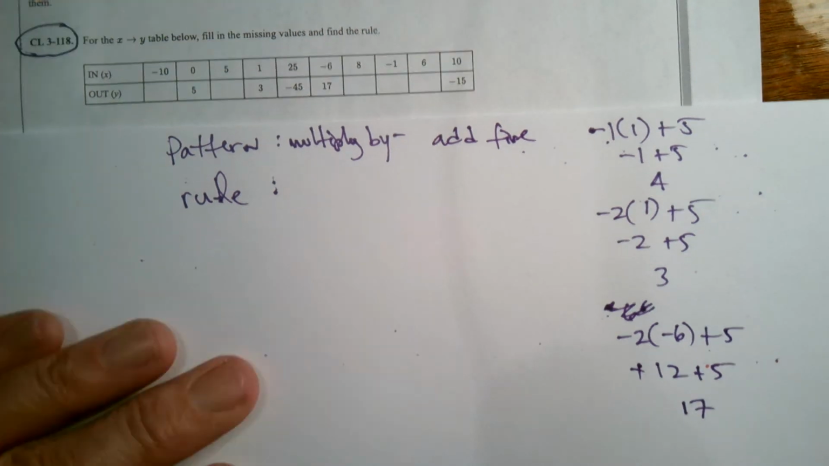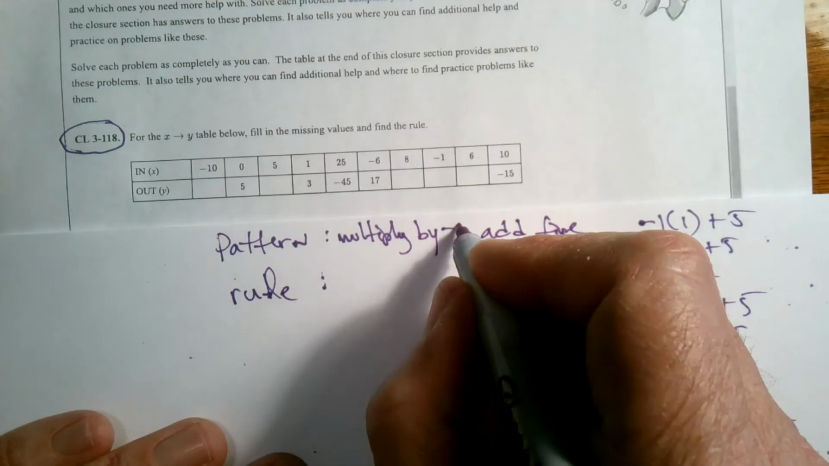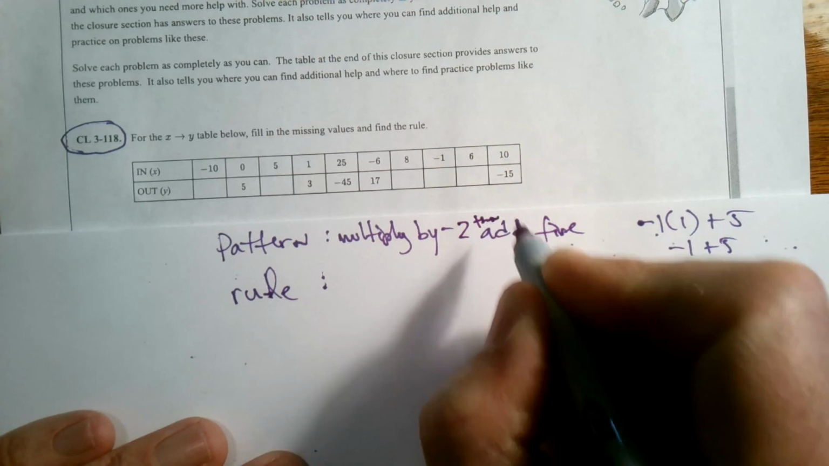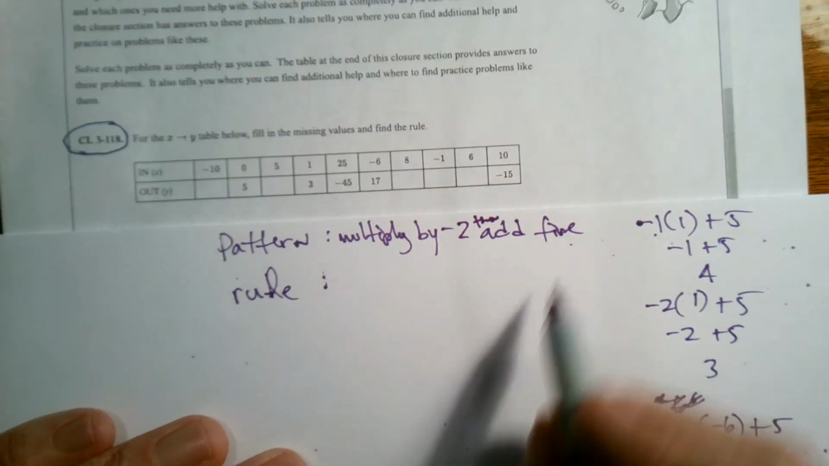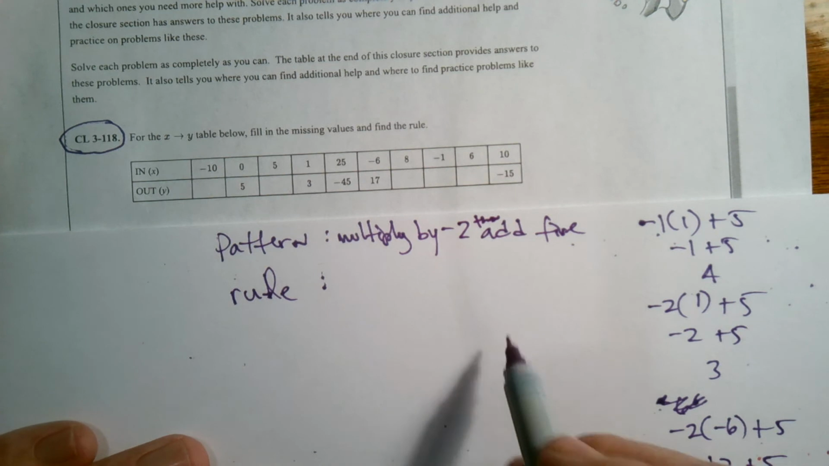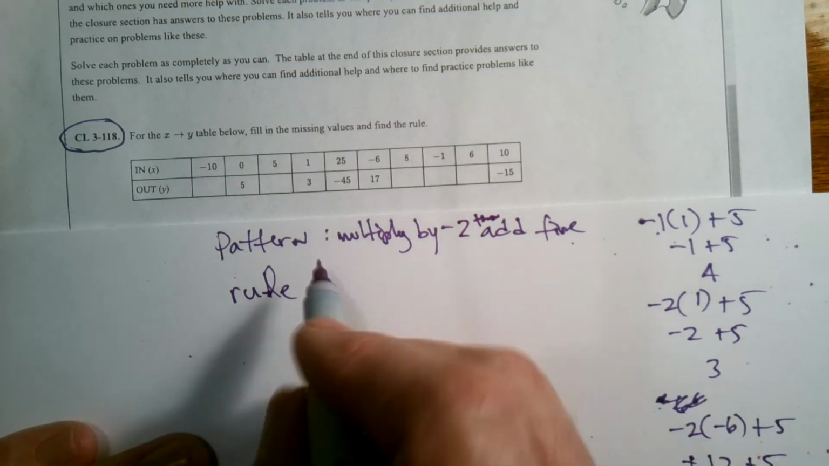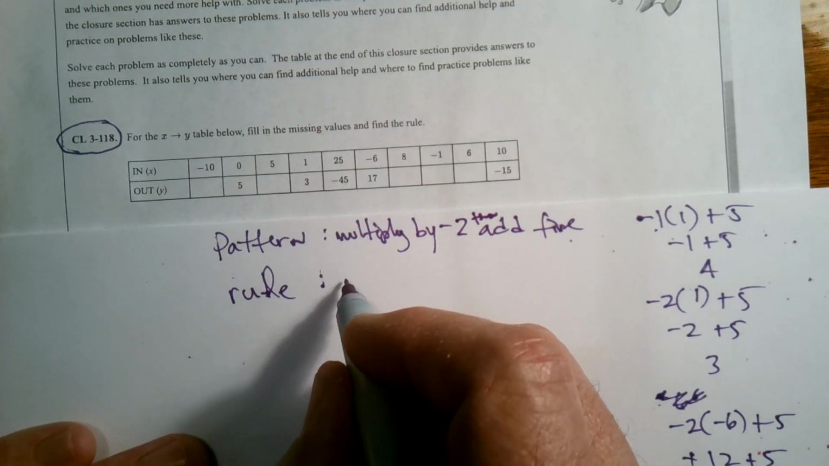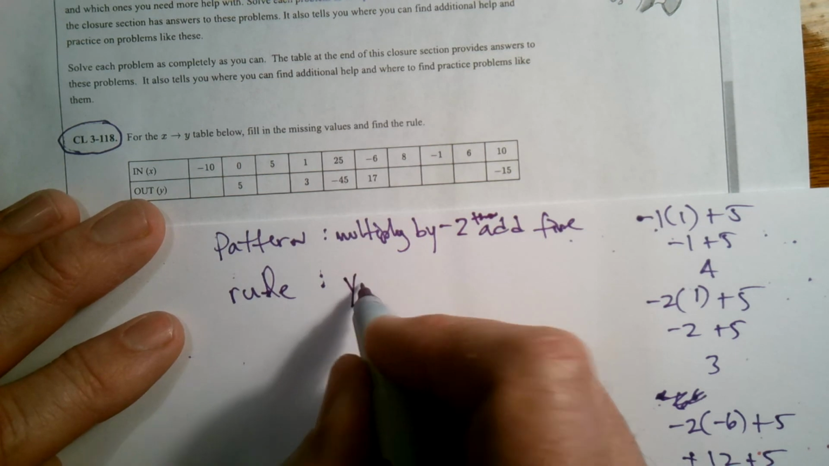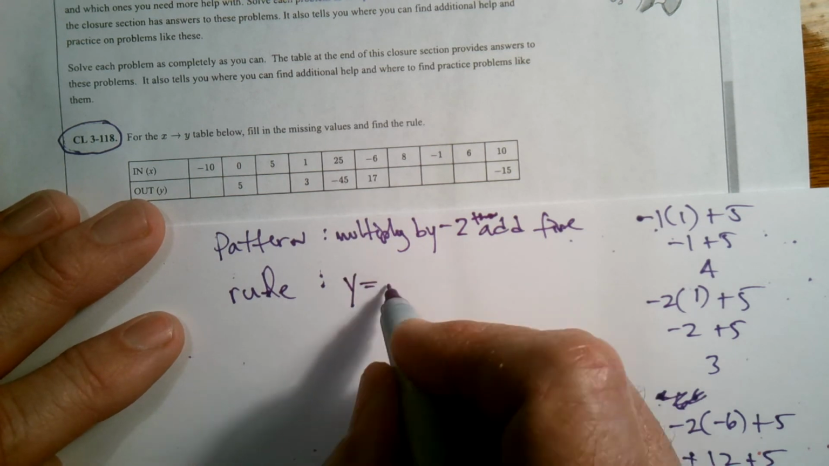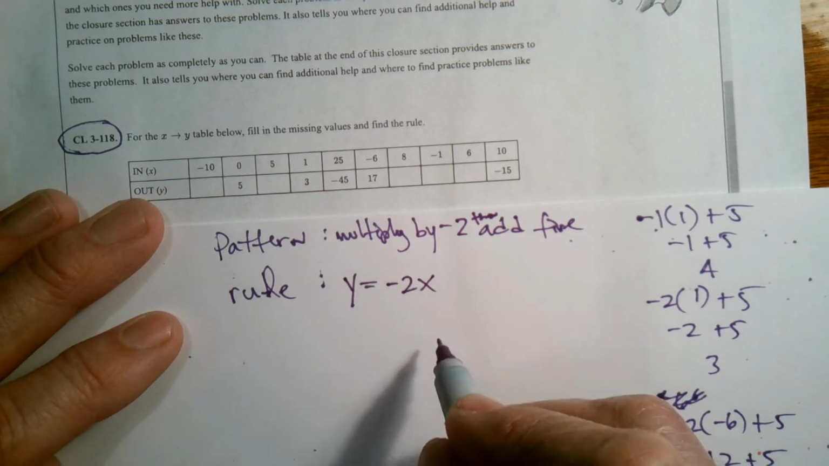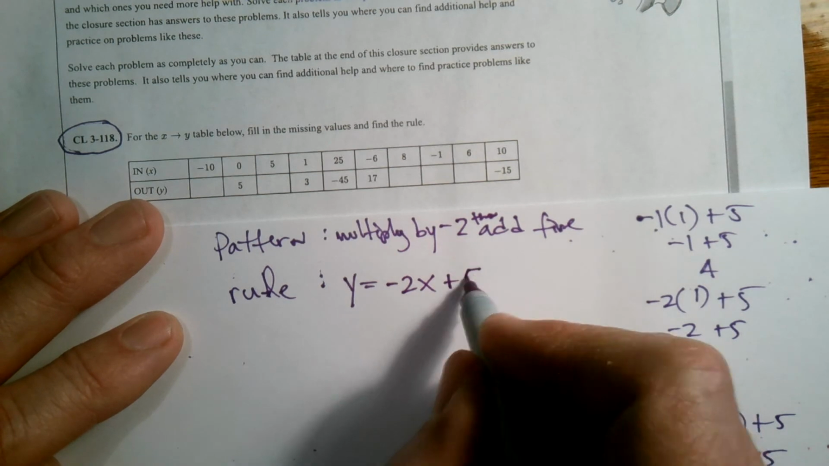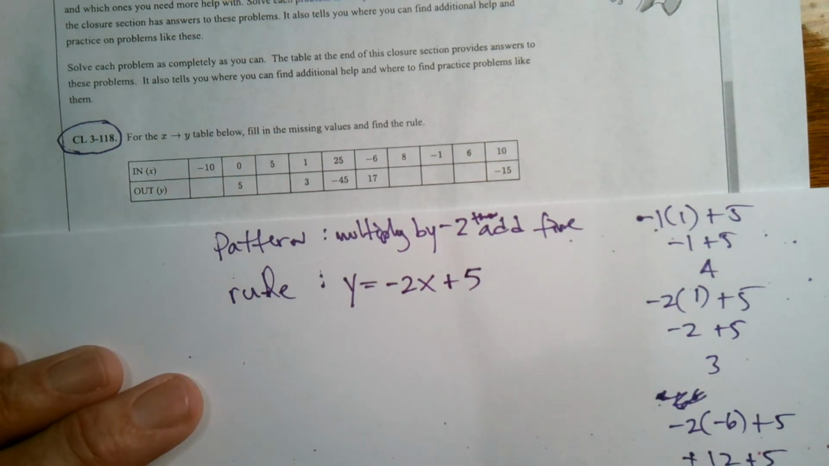So that works. It looks like if I multiply by negative 2, then add 5, that's my pattern. What does that look like as a rule? Well, the rule, remember, is always y equals, you're doing something to the x. We're multiplying the x times negative 2, and then we're adding 5. So that would be the rule that I have.